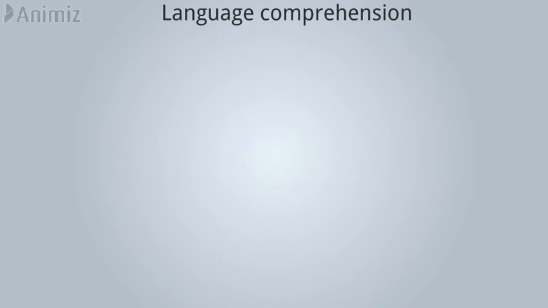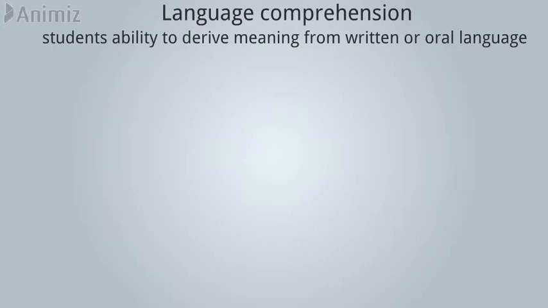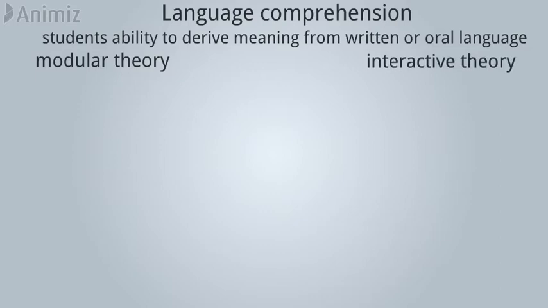Next we have language comprehension. Language comprehension is a term used to describe a student's ability to derive meaning from written and oral language. One question arises: how do people understand sentences as they read? The theories which are given to answer the question are modular and interactive theories.